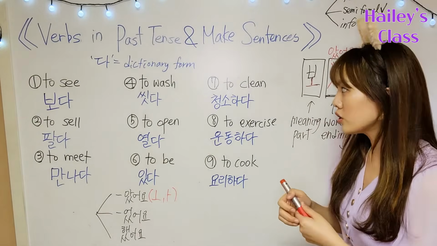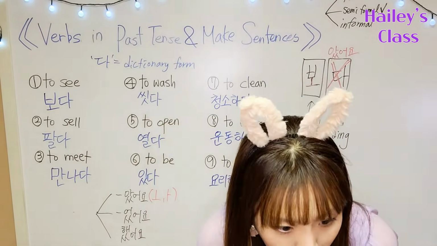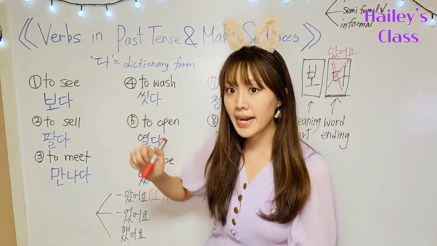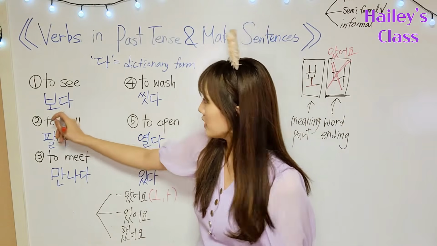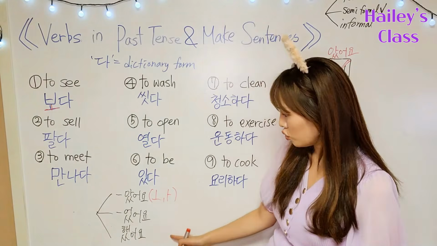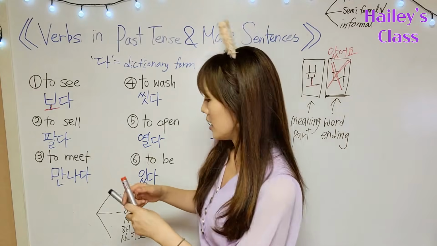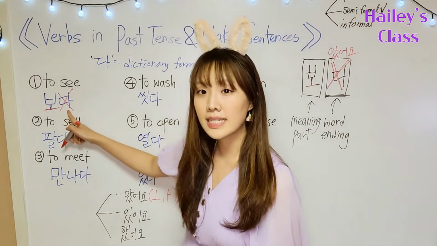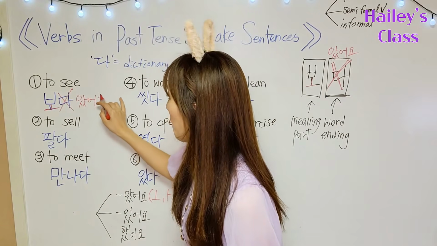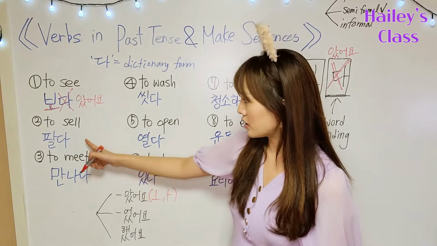Okay. So we're going to do this part in here. You're following me? So this is 보다, right? And then look at the last vowel. It's 오, right? So we have to choose 았어요. We're going to delete 다 because it's a dictionary form, and we're going to put 았어요. 보았어요. Okay?